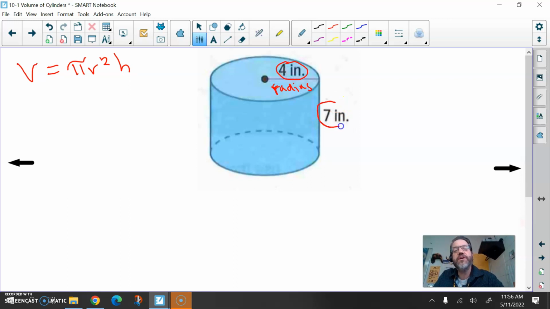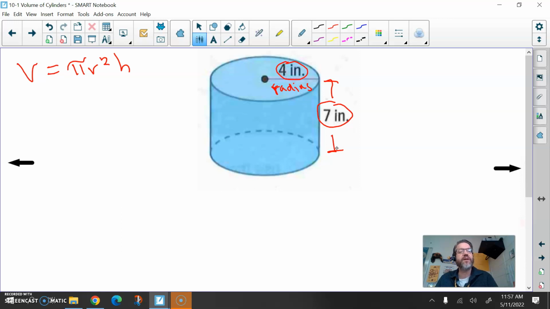Now this measurement here, the 7 inches, is the height of the cylinder. It's the distance between these bases, which are circles. And remember, just like with prisms, your bases have to be parallel to each other, and these circles are parallel. So there is a height of 7 inches. The distance between them is 7 inches.